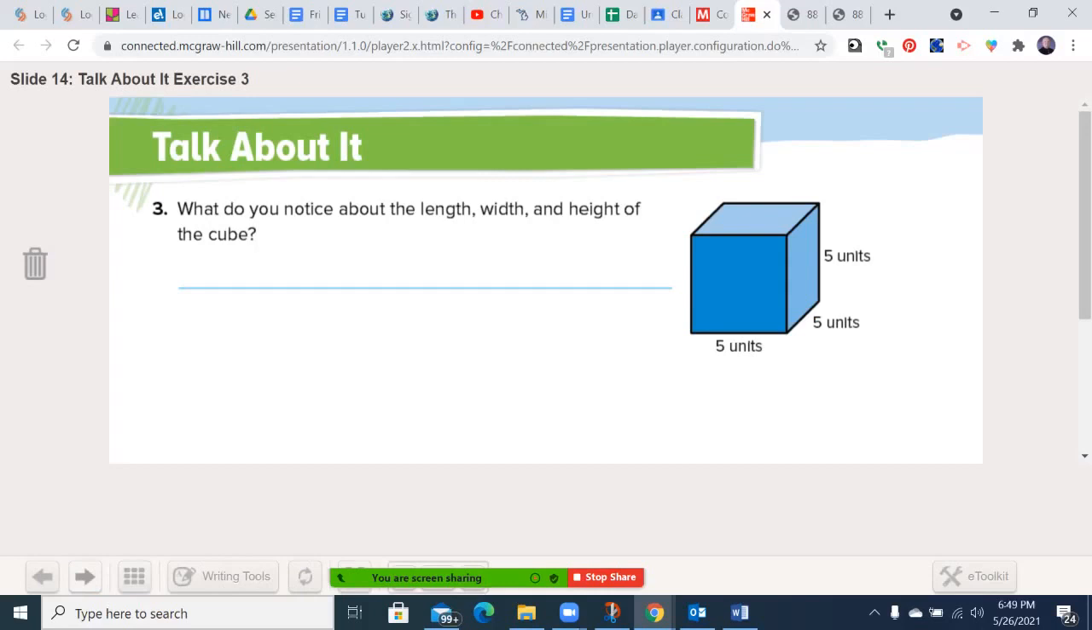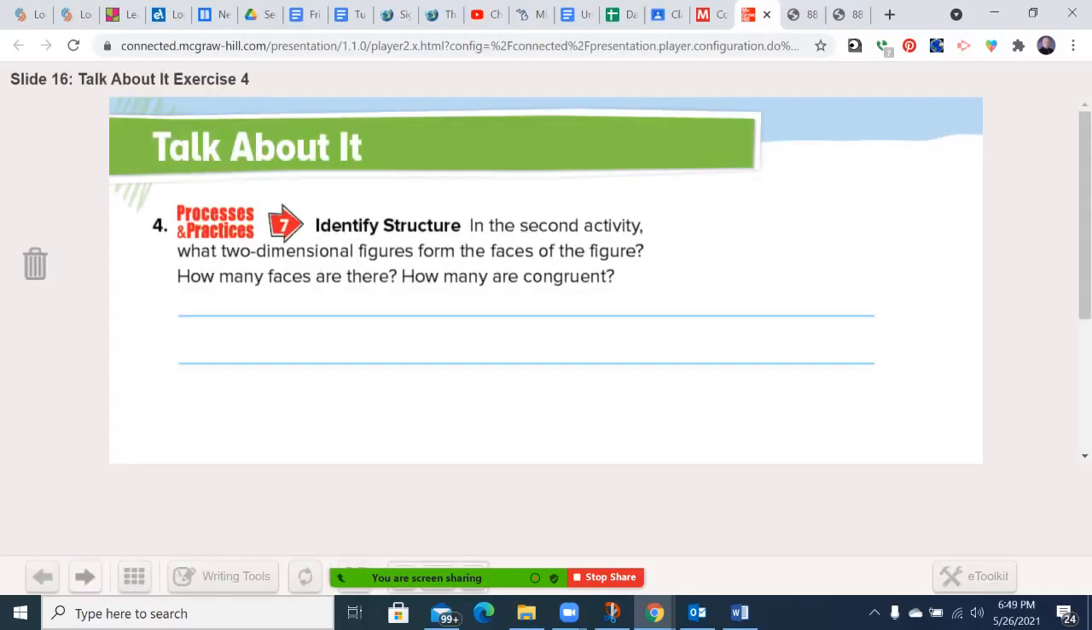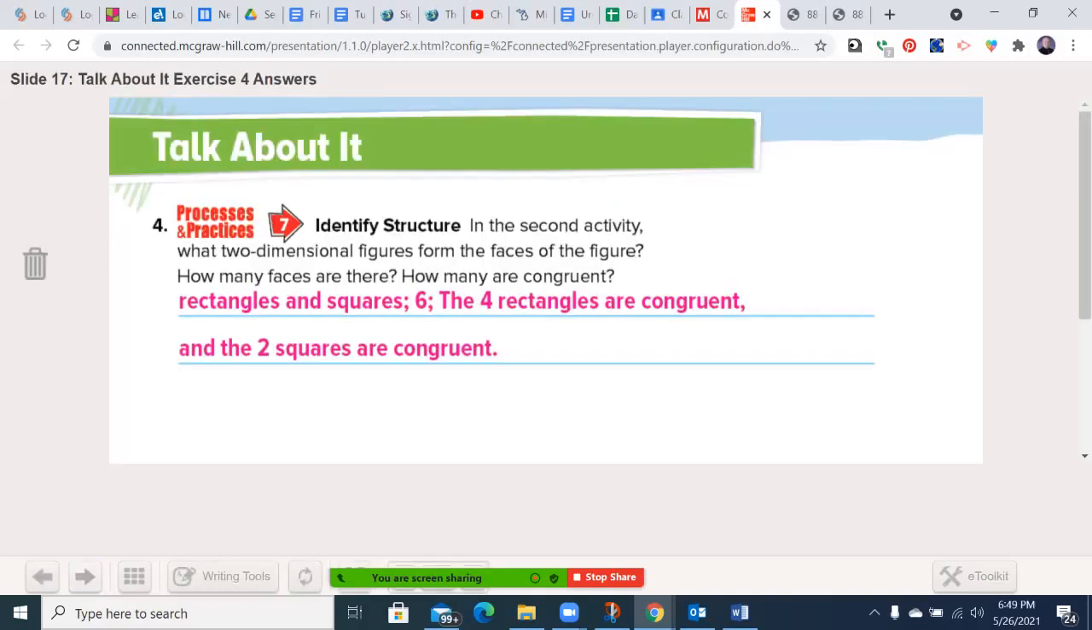So you multiply them all together. What do I notice about the length, width, and height of the cube? They're all congruent. What two-dimensional figures form the faces, and how many faces, how many are congruent? Well, if you look at it on the ends, you had a square, not a cube. We have rectangles and squares. There are 6 faces. The 4 rectangles are congruent and the 2 squares are congruent, but they are not congruent to each other.